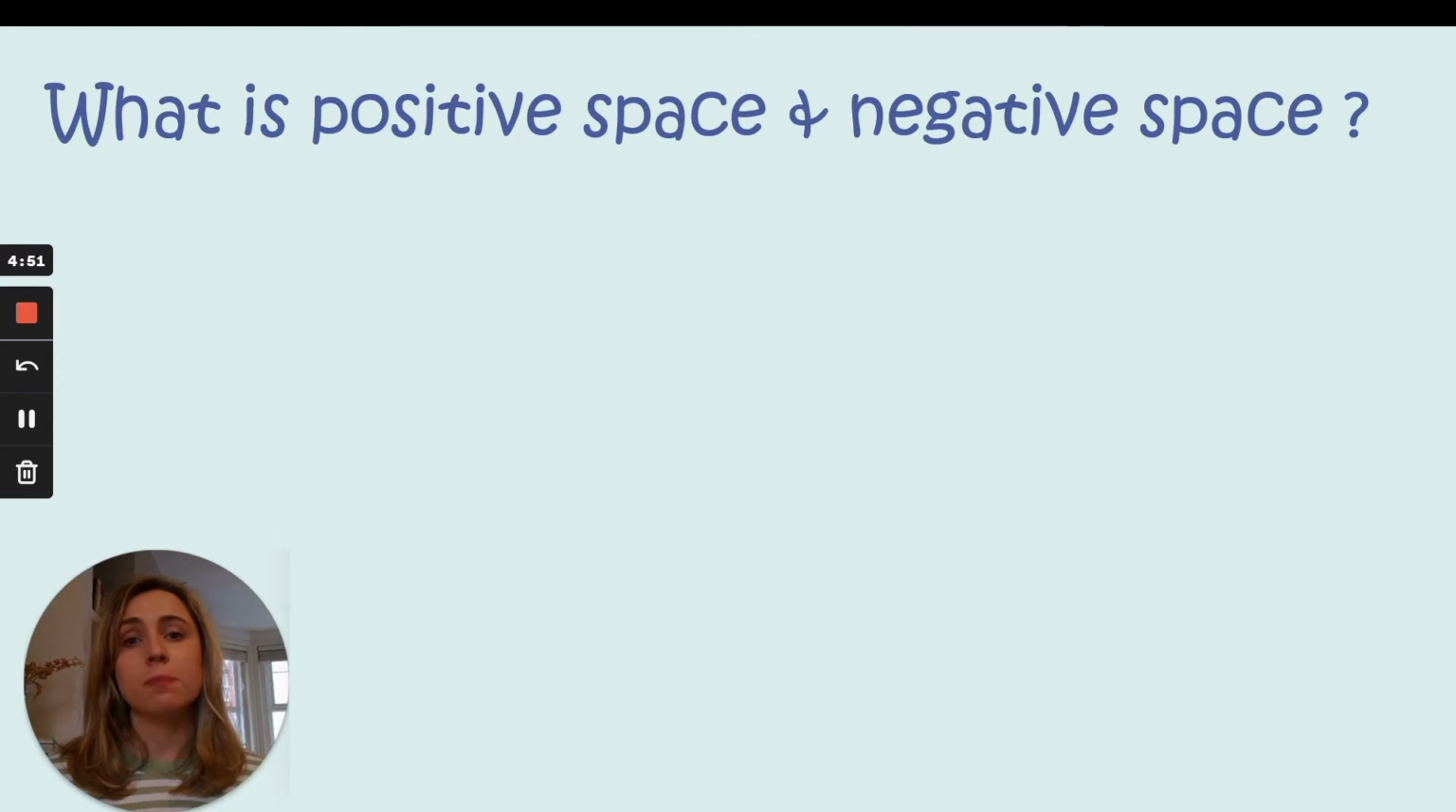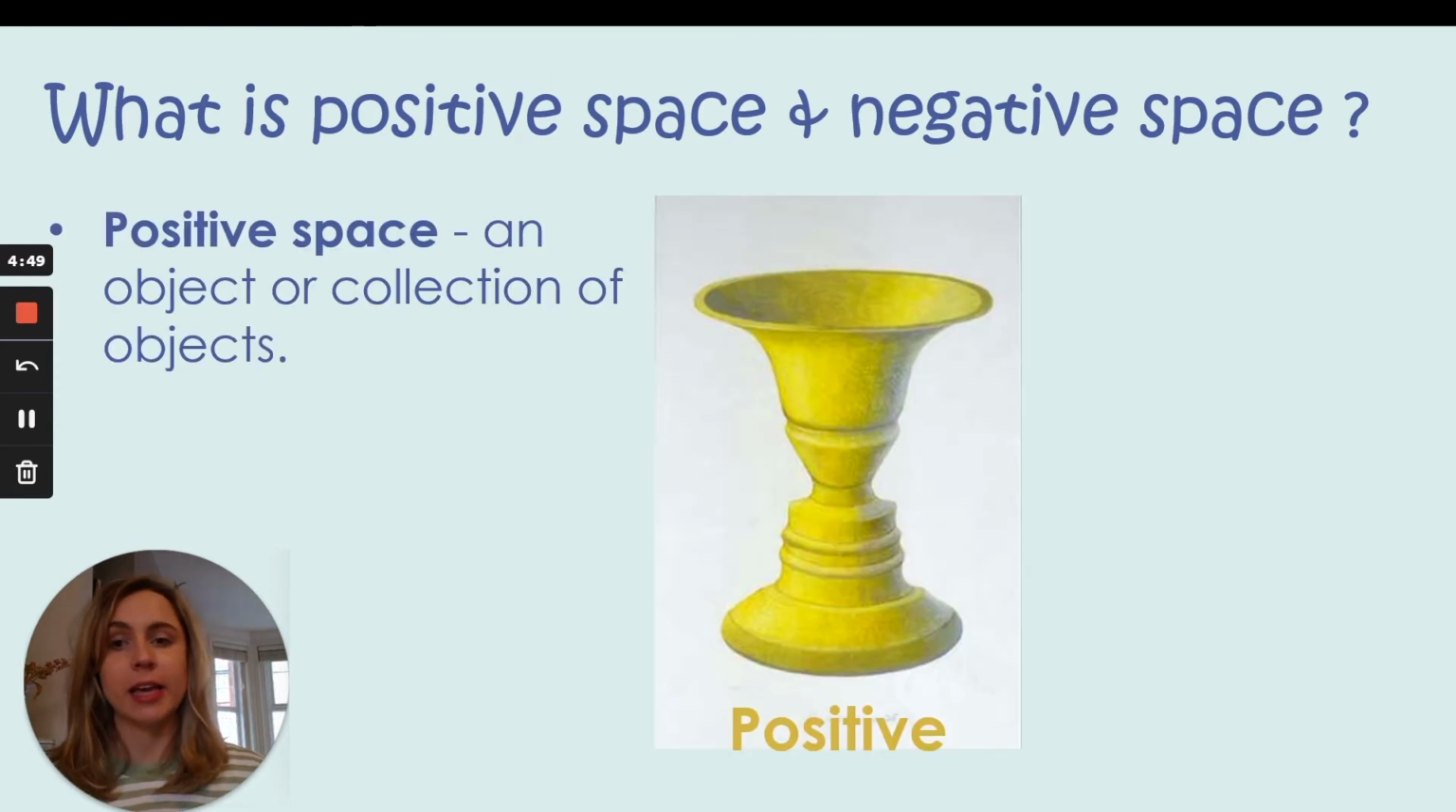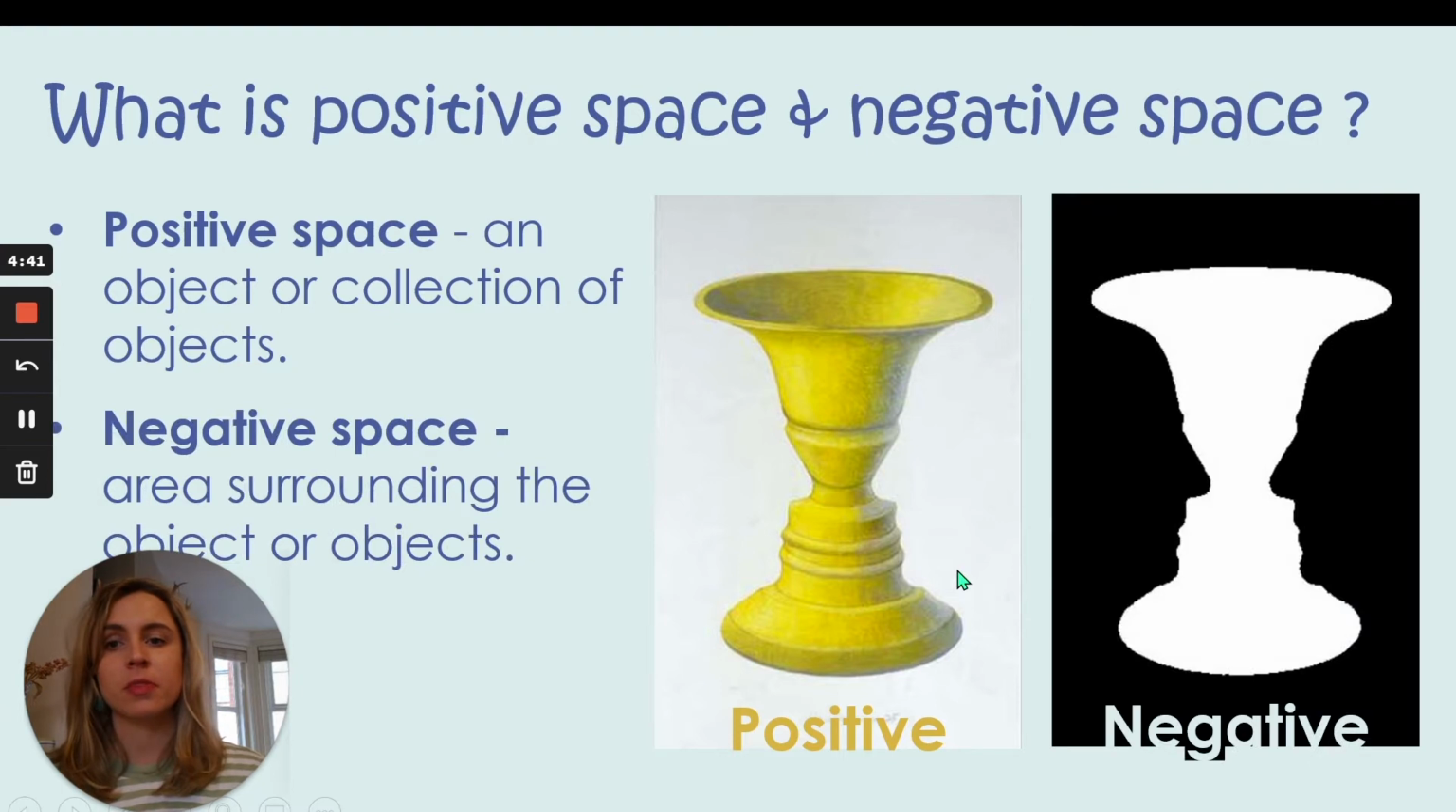So what is positive and negative space? Positive space is a solid object or collection of objects. And negative space is the area that surrounds the positive space. So it's the area surrounding the object.